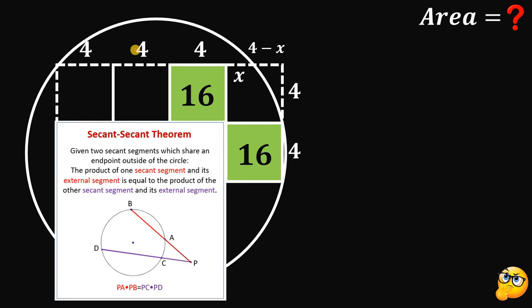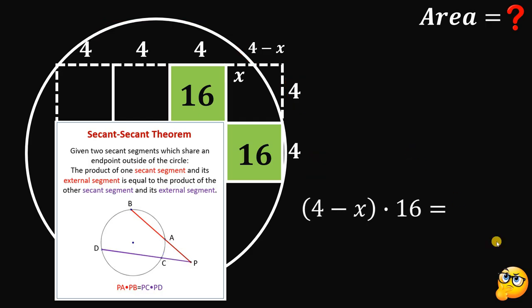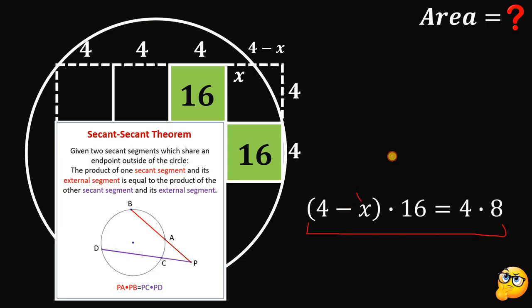Now, let's do that. We have here the external segment, which is 4 minus x, multiplied by the whole secant segment, which is 4 plus 4 plus 4 plus 4, equal to 16. So, we have 4 minus x multiplied by 16. And we have the external segment, which is 4, multiplied by the whole secant segment, which is 4 plus 4, simply equal to 8. So, we have 4 times 8. Now, using this equation, we can solve for the value of x.